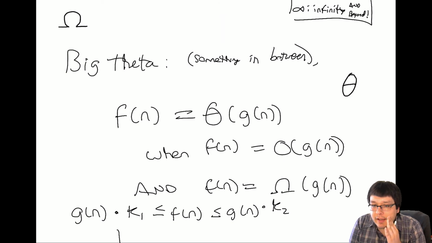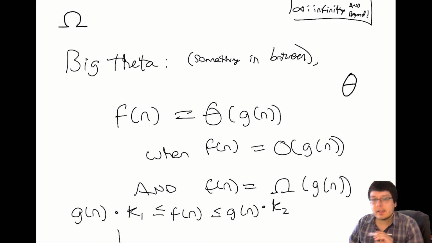Theta is defined as the function in between big O and omega, as long as there exist constants k1 and k2 that map this function in between. That's the short explanation of that. That's what I expect, like in a test or something.